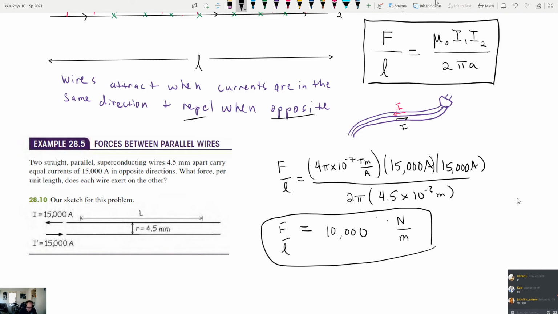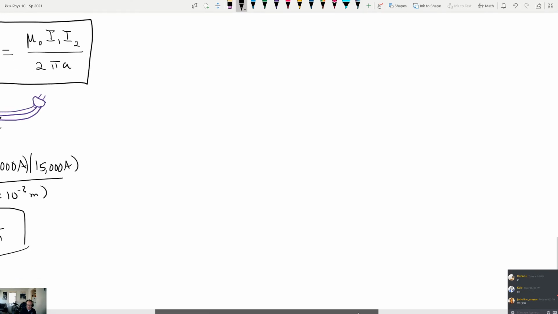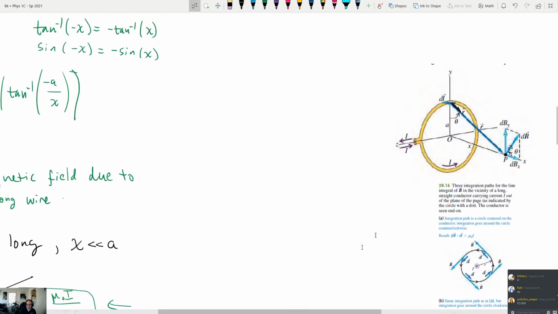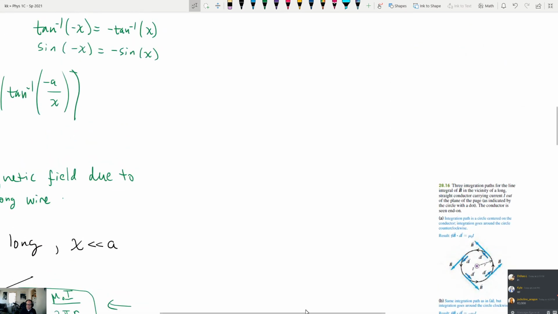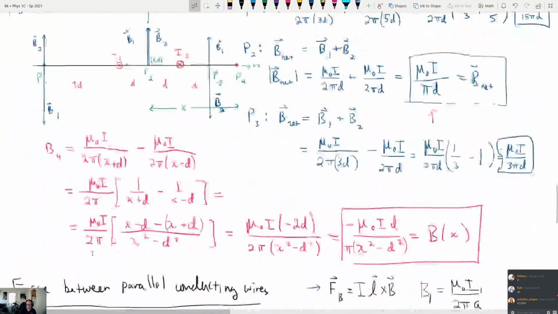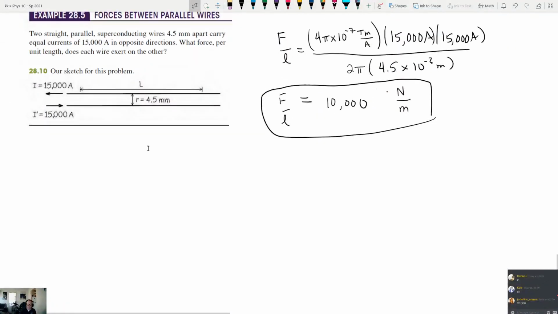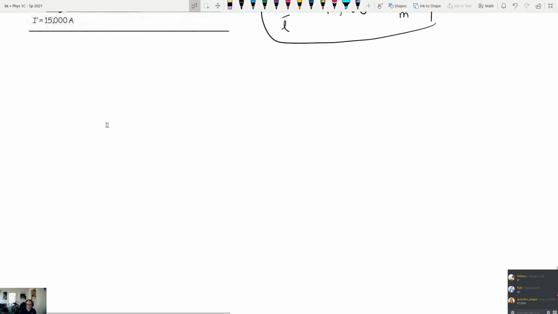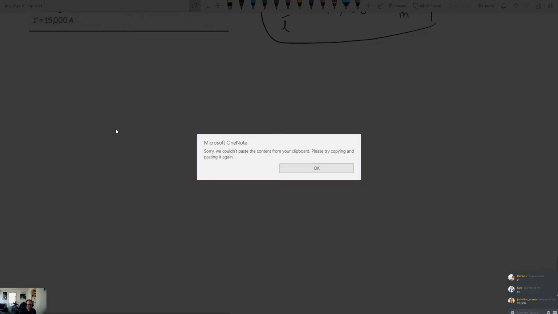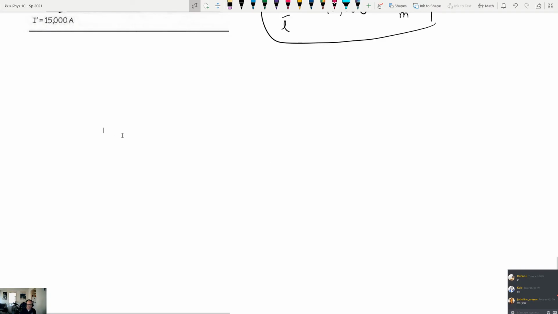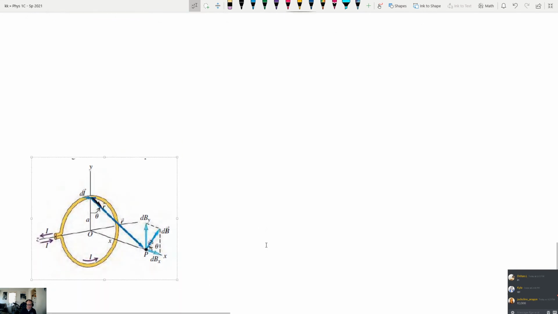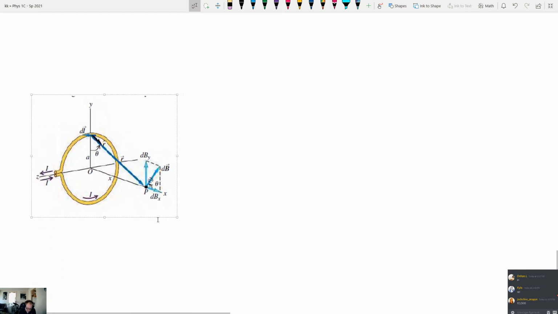Okay. Let's finish up with the last thing we'll do with the Biot-Savart law, which is to find the magnetic field of a wire like this, a loop. Because we can produce magnetic fields not just by having straight wires, but also having loops of wires. Suppose I have a wire that's oriented like this.